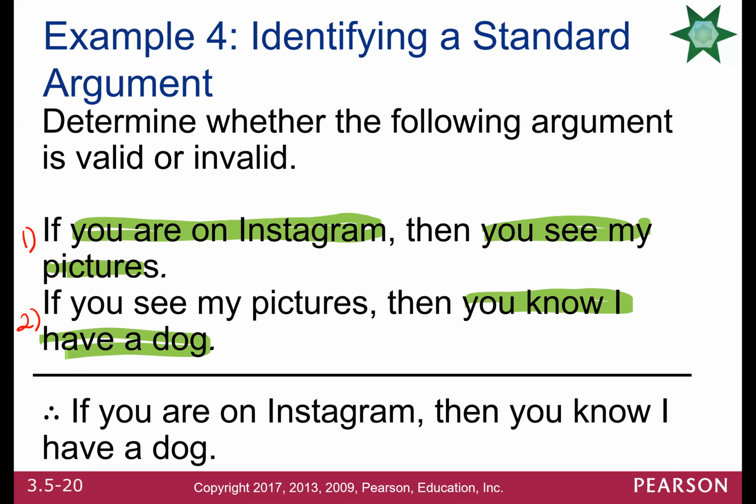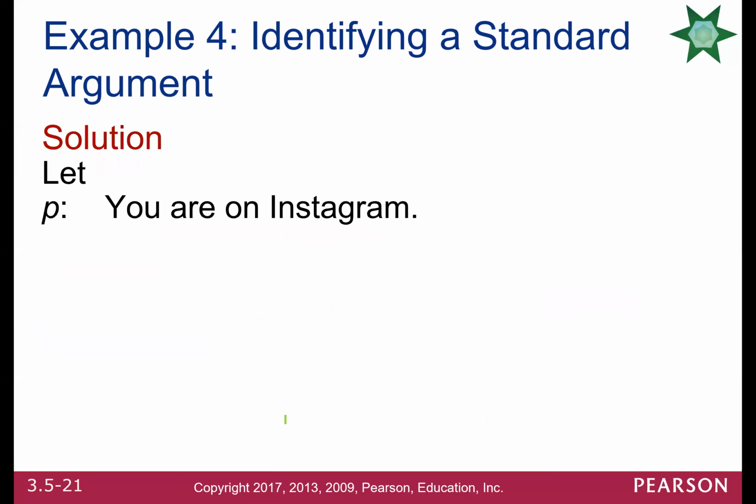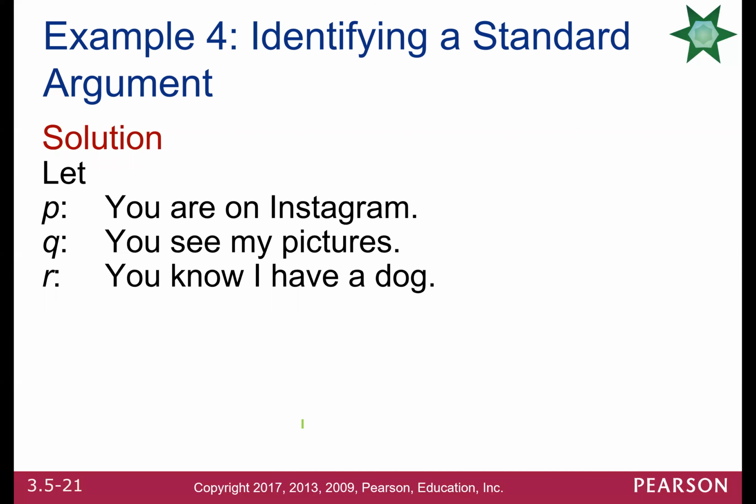All right, so those are going to be our 3 statements, and then we're going to create our argument using symbols. Okay, so we're going to let P be you are on Instagram. Q, we're going to let that be you see my pictures. And R is going to be you know I have a dog. So I have 3 statements, P, Q, and R.